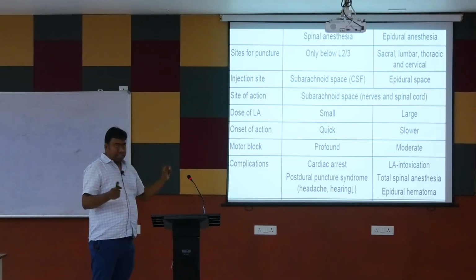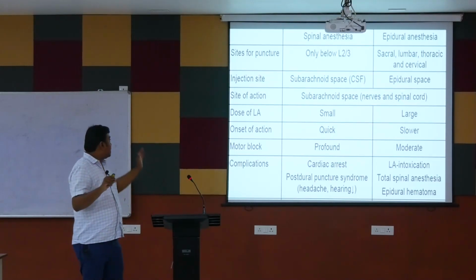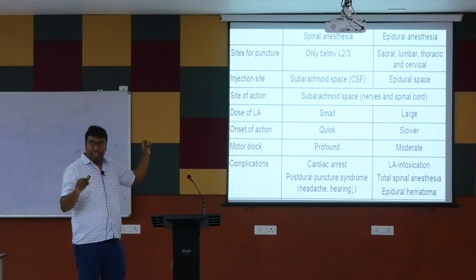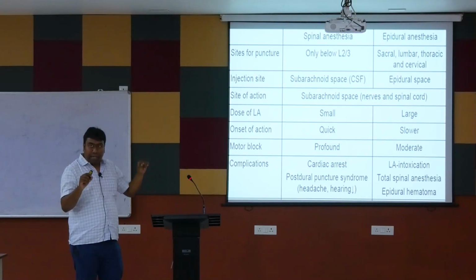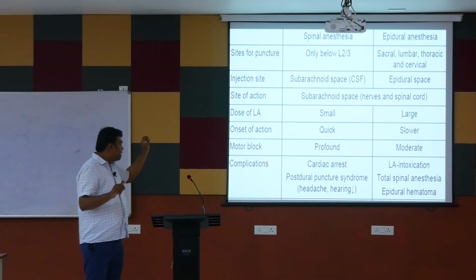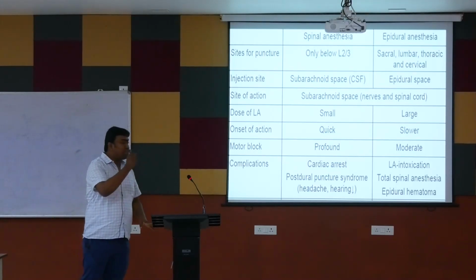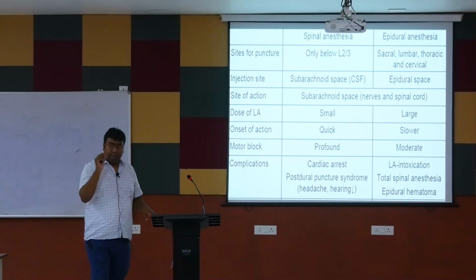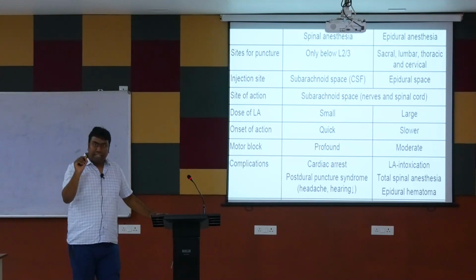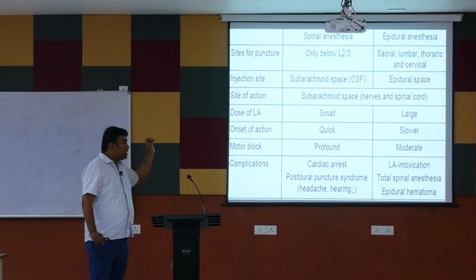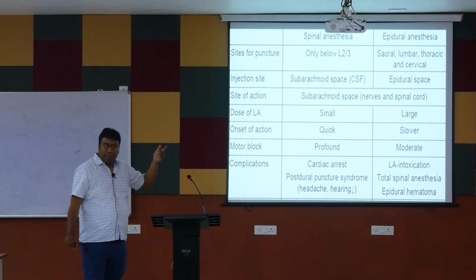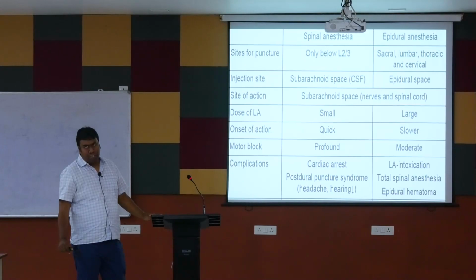The first thing is the site of injection. Injection site is different, but the action site is similar. It is the subarachnoid space where the nerves and spinal cord are. The site of action is the same, but the injection sites are different. In case of spinal, it is subarachnoid. In case of epidural, it is in the epidural space.